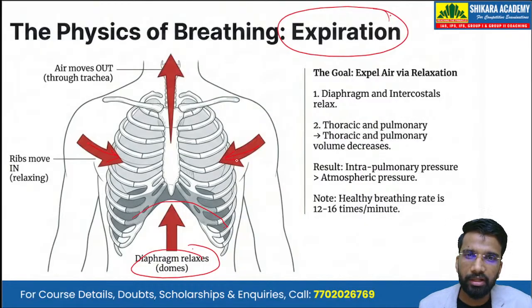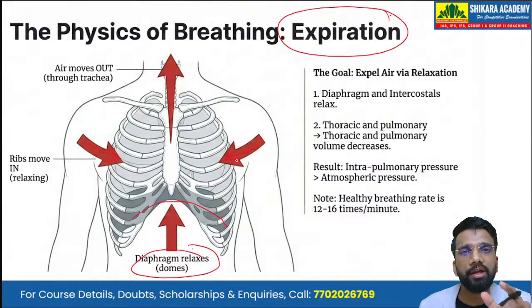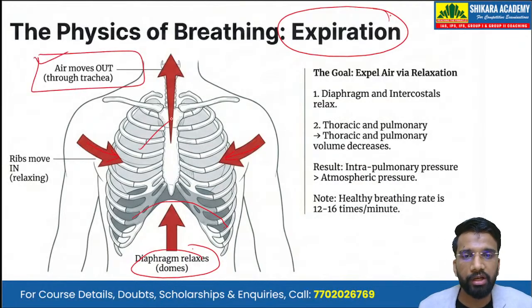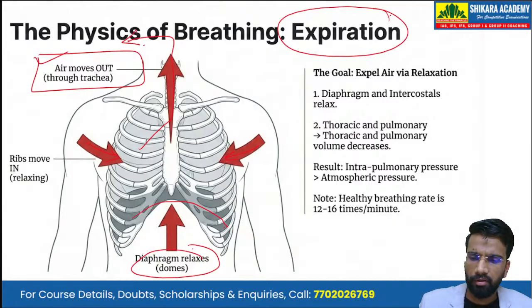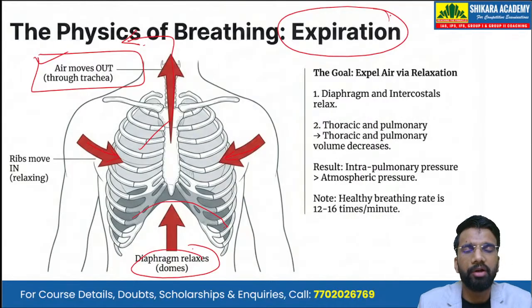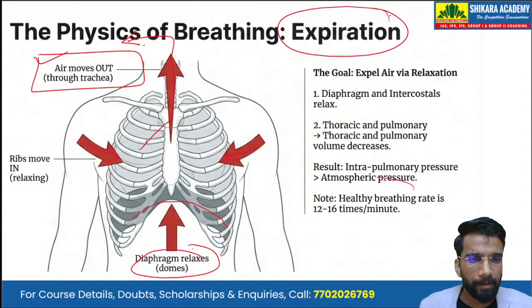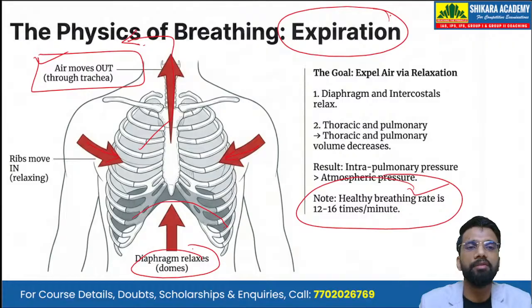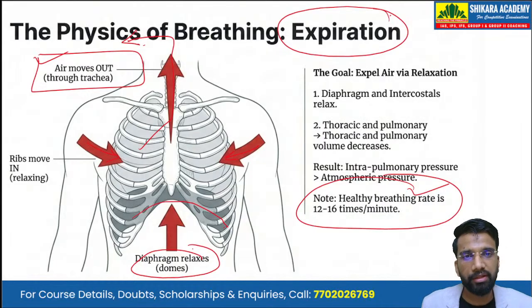Now, when the volume decreases, the pressure of air inside the thoracic cavity or the chest will increase. The outside air will have less pressure, so the air will move out of the lungs through the trachea, through the nose, and go outside. When we talk about the healthy breathing rate, a healthy individual breathes approximately 12 to 16 times in 1 minute. This entire cycle of diaphragm contraction and relaxation happens, and the person breathes in and out 12 to 16 times in 1 minute.